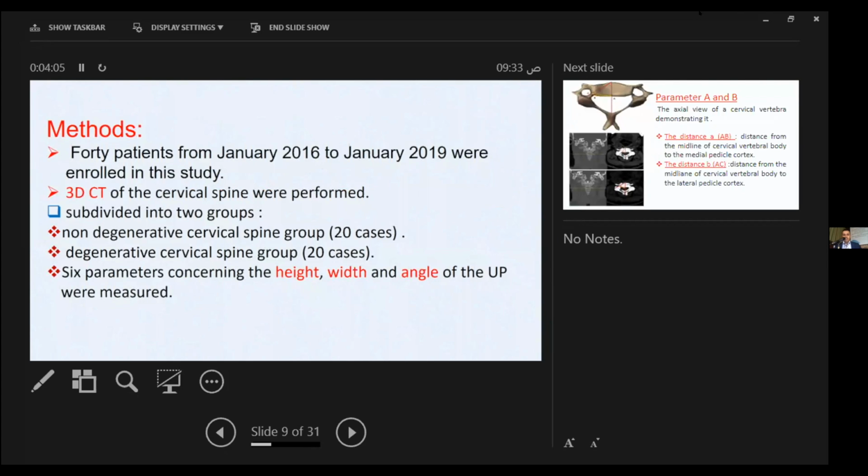For the methods and materials of the study, 40 patients from January 2016 until January 2019 were enrolled. Three-dimensional CT of the cervical spine was performed, and we divided the patients into two groups. The first group is the non-degenerative cervical spine group, with 20 cases, male and female. The second group is the degenerative cervical spine group, also 20 cases, male and female. Six parameters concerning the height, width, and angle of the uncinate were measured.